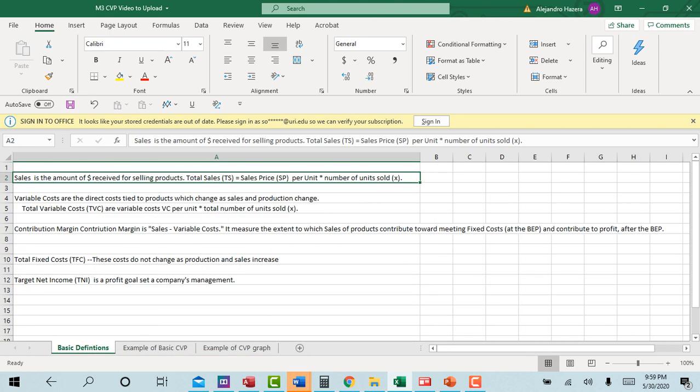Definition one is sales. Obviously, sales are the amount of dollars received for selling products. That's kind of obvious, but we're going to be using a formula which is very, very simple. I'm going to say total sales, and we're going to use the variable TS to describe total sales, is equal to your sales price per unit times the number of units sold. Now, there's obviously nothing magical about this formula.